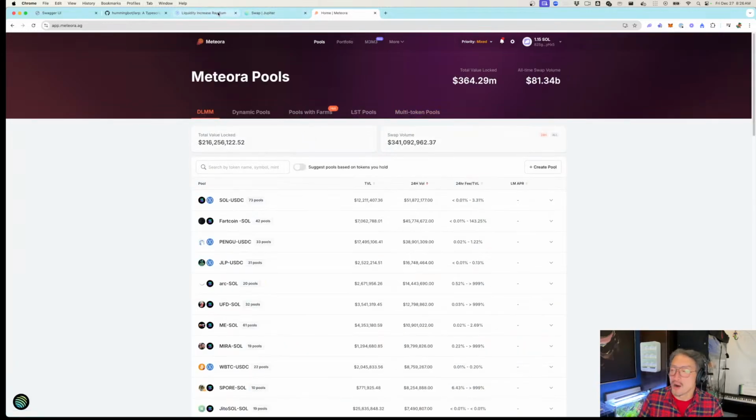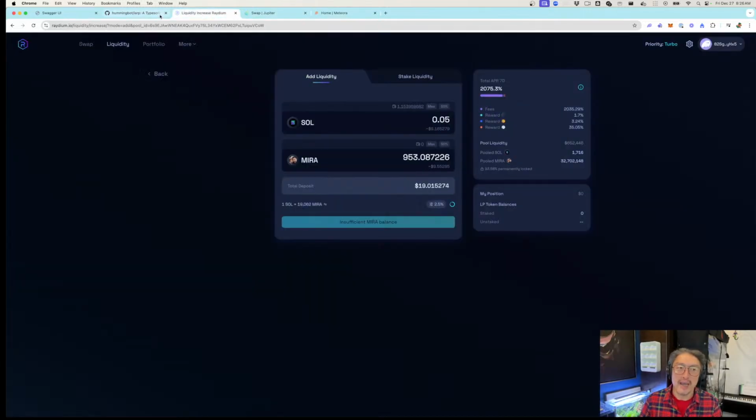So let's say we wanted to acquire some Mira, but I don't want to buy it at the current price because it's likely that there's a lot of slippage. It's kind of like we want to be a liquidity provider because there's a lot of people trading it, and because there's high fees to be earned. So we don't want to be the ones paying the fees. We want to earn the fees from people trading.